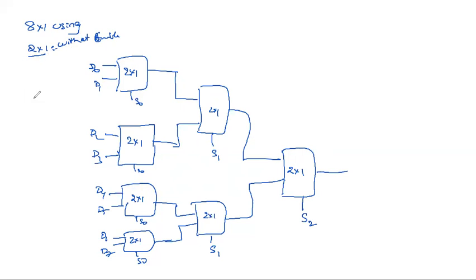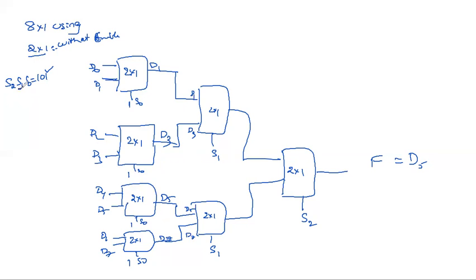Now the same output. Selection lines are S2, S1, S0: 1, 0, 1. So output will be D5. Let us check it, whether we get it or not. S0 is 1, right? 1, 1, 1, 1. It means the output will be this one, D1. Here D3, D5, D7, right? You get here D1, D3, D5, D7.